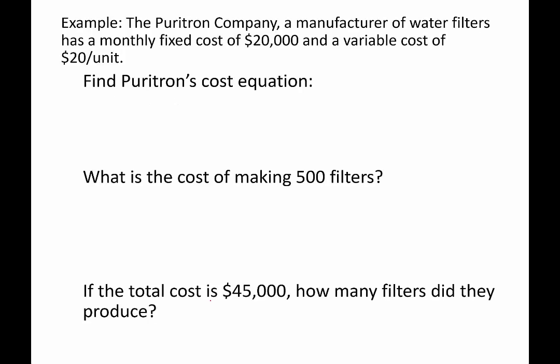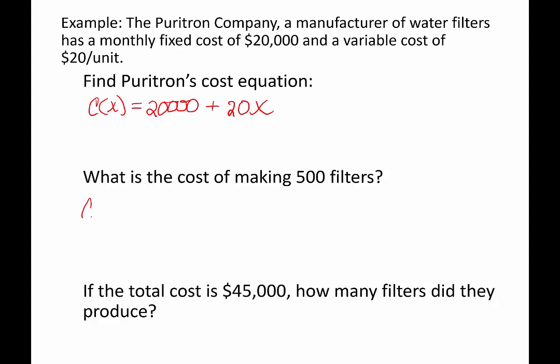So let's look at an example. We want to talk about the Puretron Company, a manufacturer of water filters, has a monthly fixed cost of $20,000 and a variable cost of $20 per unit. Find the cost equation. So cost of X is equal to the fixed cost plus the variable cost times the unit.